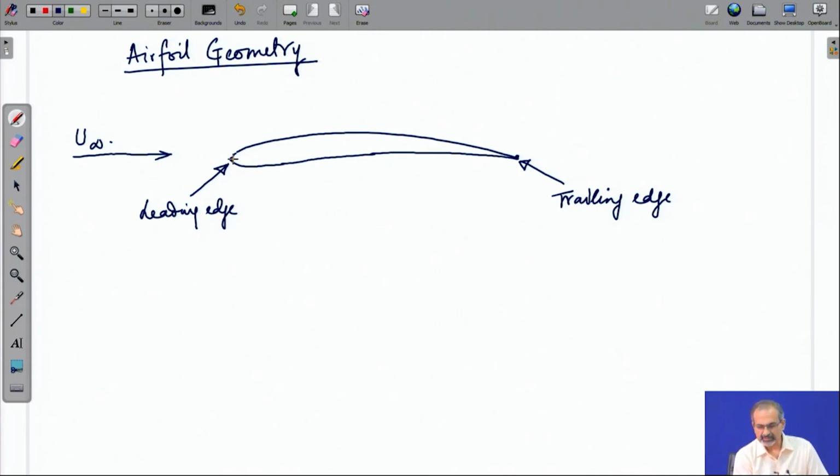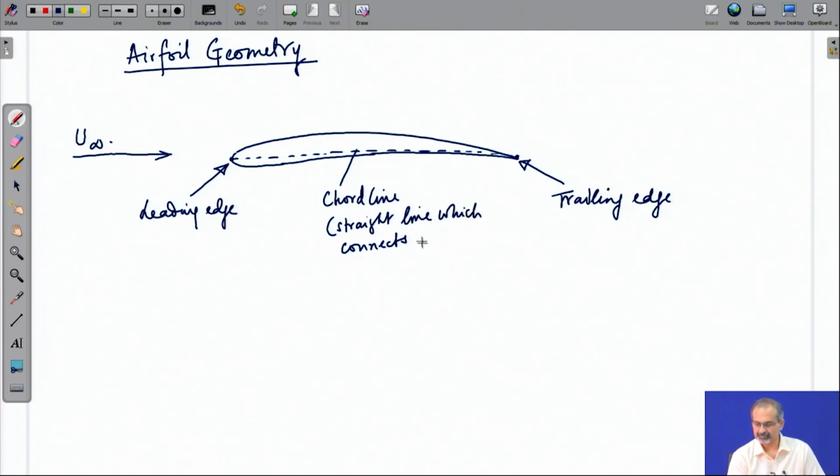Now, if we connect the leading edge to the trailing edge using a straight line, then that forms the chord line. This is a straight line which connects the leading edge with the trailing edge. You can abbreviate this as LE, this as TE.